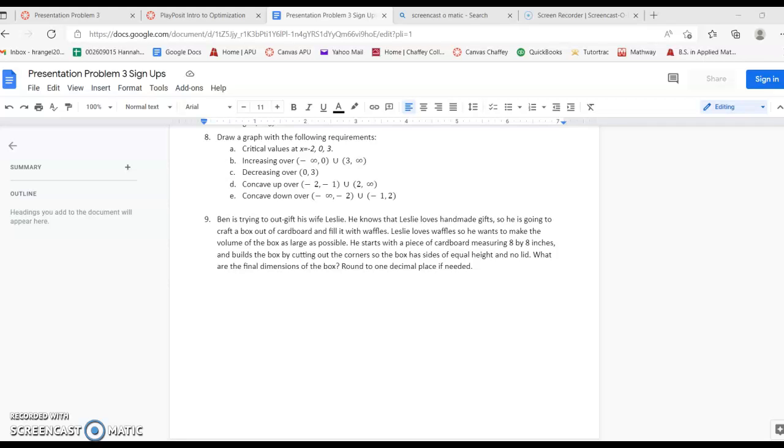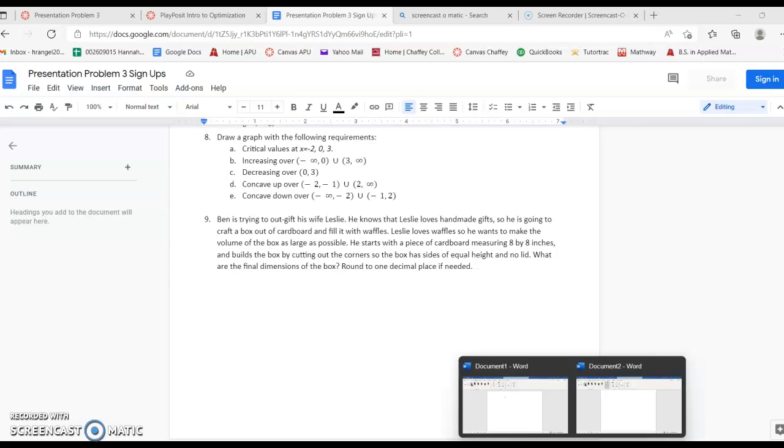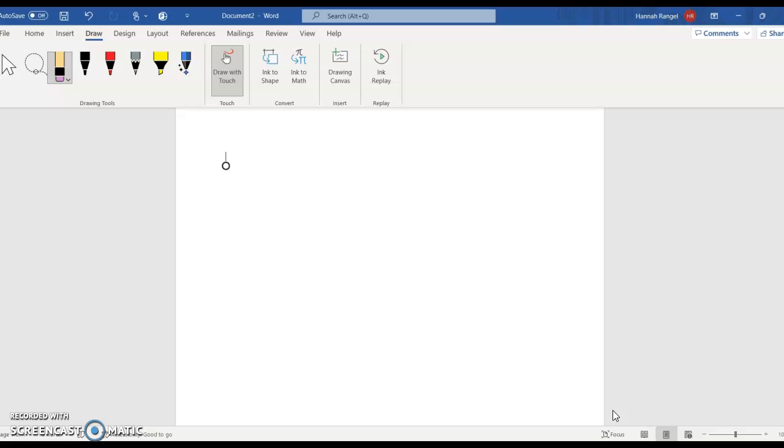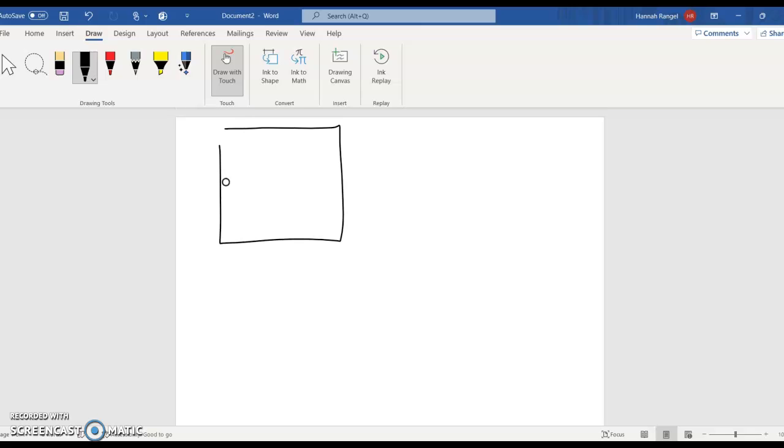So this was kind of like that play pause it video we had to view before class on Tuesday. So I'm going to do what he did and make the box 2-dimensional, even though it's supposed to be 3-dimensional. So I could show the cuts, and they might look a little sloppy just because I'm using my finger to draw this. So we label all sides x, and then we know it's an 8 by 8 box, so it's a perfect square and there's no lid.